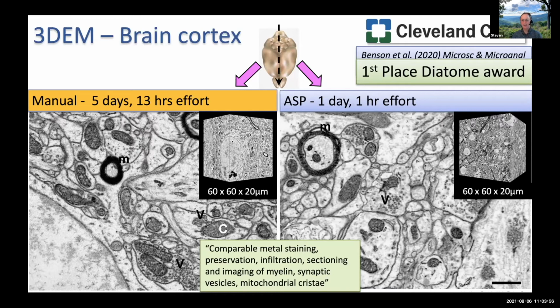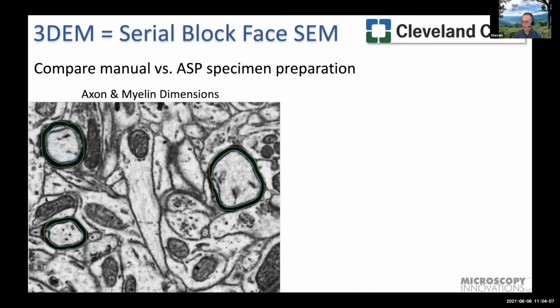So qualitatively, the prep looks comparable as they have assessed here, but Benson and colleagues wanted to compare this more quantitatively. So for that, they did a comprehensive study of axon and myelin dimensions. And as they point out, axon and myelin dimensions are very sensitive to changes in fixation and staining. Basically, they wanted to confirm that they could use this automated approach with the same kinds of data sets that they had already done manually.